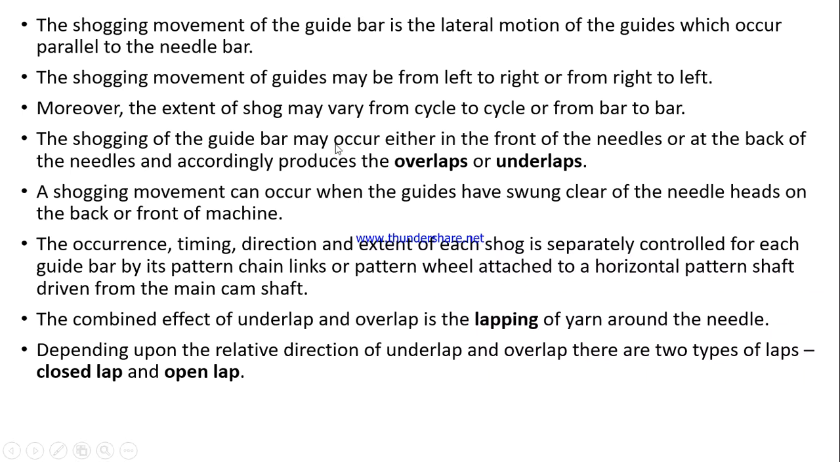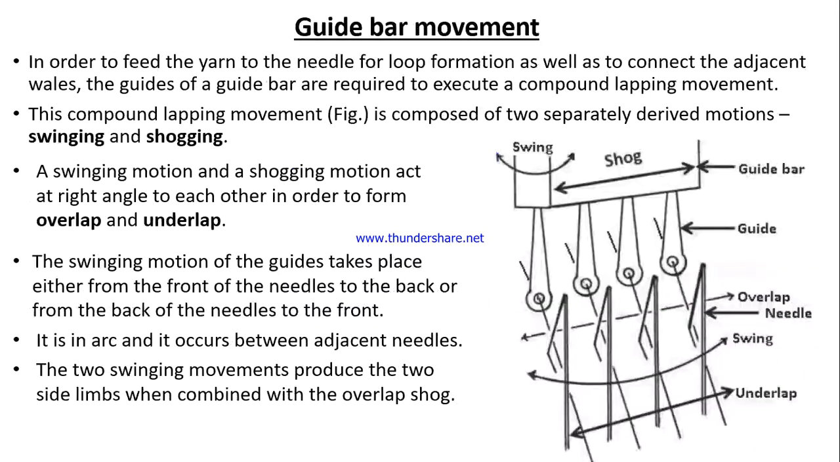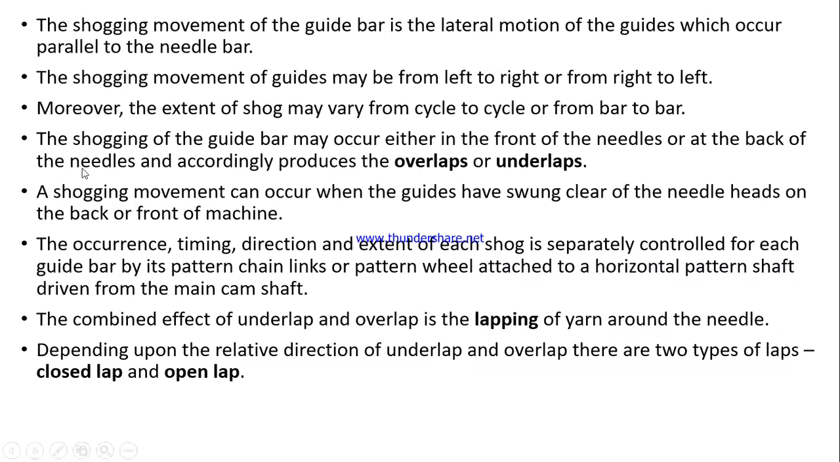The shogging of the guide bar may occur either in the front of the needle or at the back of the needle, and accordingly produces overlap and underlap. The front side of the needle is actually the side where the hook is present. You can see all the needles have the hooks in the same direction, so that direction is called the front direction. The shogging of the guide bar may occur either in the front side of the needle, that means the side in which the hooks are present, or at the back side of the needle where the hooks are not there, and accordingly produce overlap.